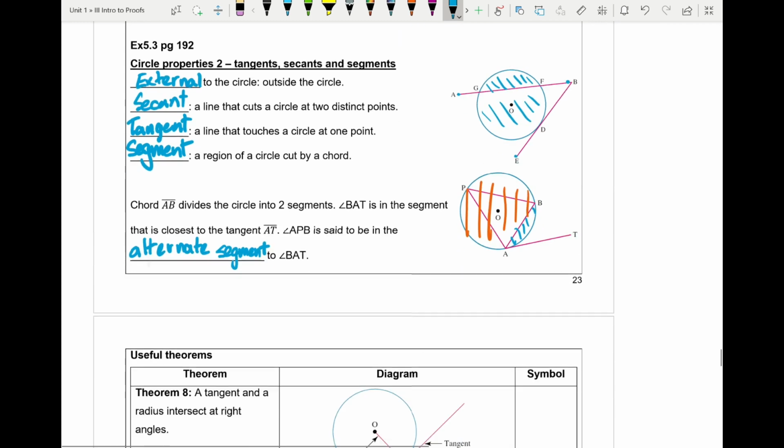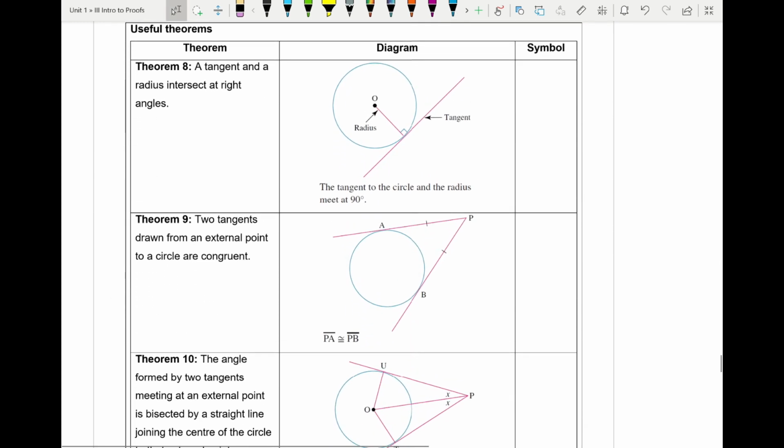So, some useful theorems. Theorem number 8. A tangent and a radius intersect at right angles. So, if you take a line out from this center to the edge, that's of course going to make a radius. If you then draw a tangent at that point, it has to be at a 90-degree angle. So the symbol for that is just a circle with a tangential line and then a radius that is perpendicular.